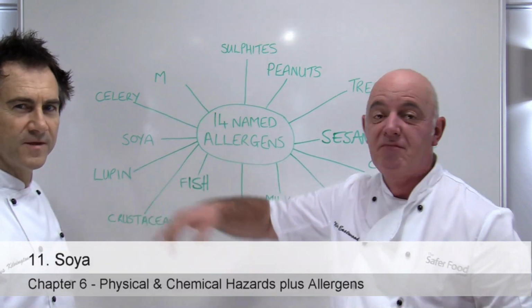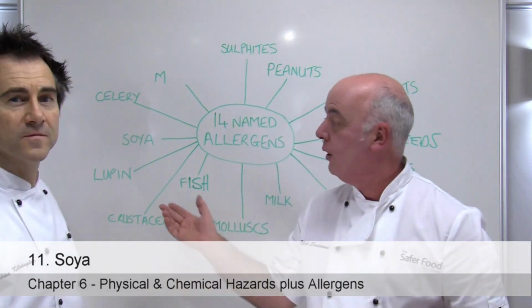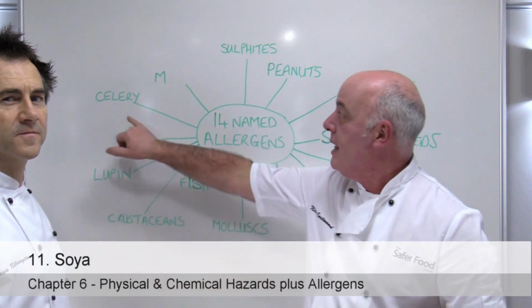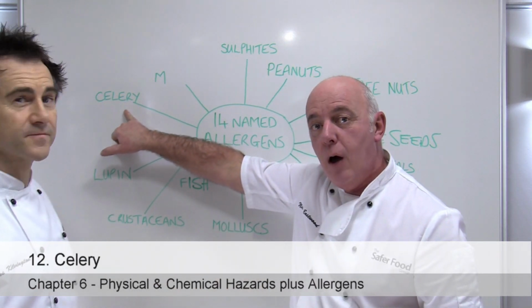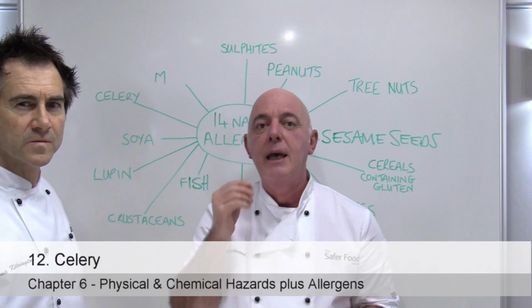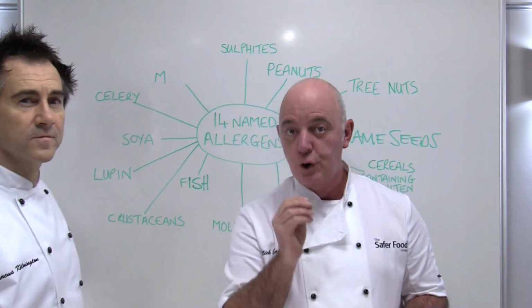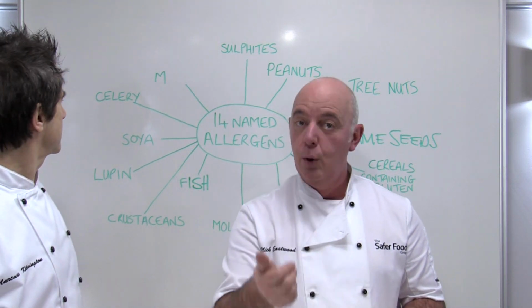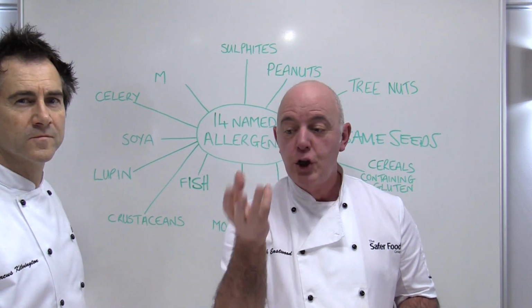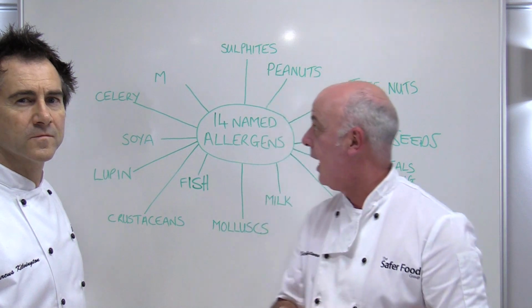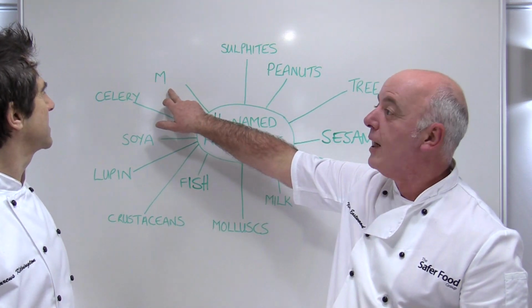Soya. Pretty straightforward. It includes soya milk as well, don't forget. Now celery, obviously it's pretty straightforward seeing celery, but again it's a hidden ingredient and you'll find it in a lot of stocks, in a lot of stock cubes, a lot of bouillons, so make sure you check your ingredients once again. And the last, second to last.